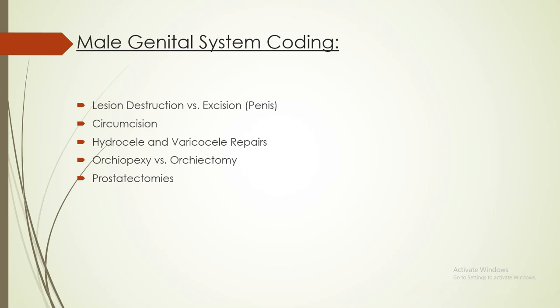So next one, male genital system. Here you will learn lesion restriction versus excision. How to differentiate restriction versus excision? You will find this lesion restriction versus excision in each and every anatomical area. Next, what is circumcision? What are the variants of the circumcision procedure? How to identify initial circumcision or repeat circumcision?